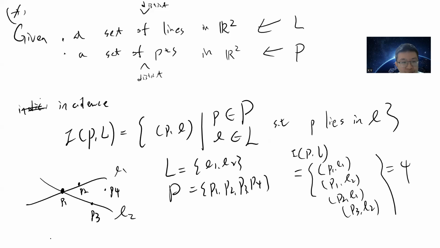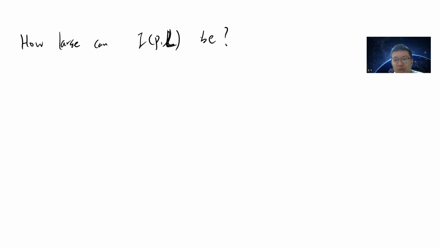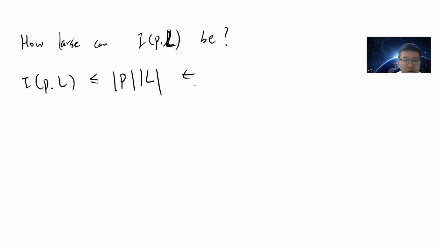The natural question is how large can I(P, L) be? You can place a lot of lines and a lot of points. But there is an obvious trivial bound: I(P, L) is bounded by the number of points times the number of lines. But it should definitely be smaller than that.